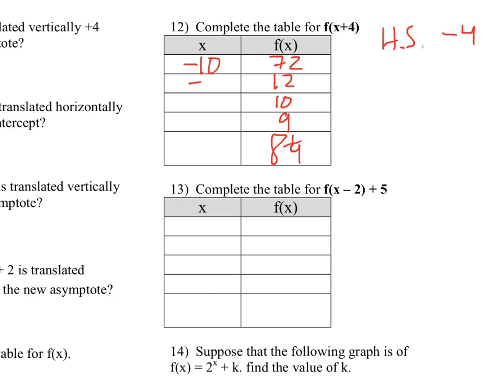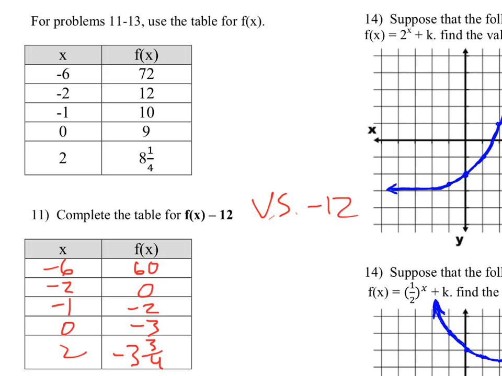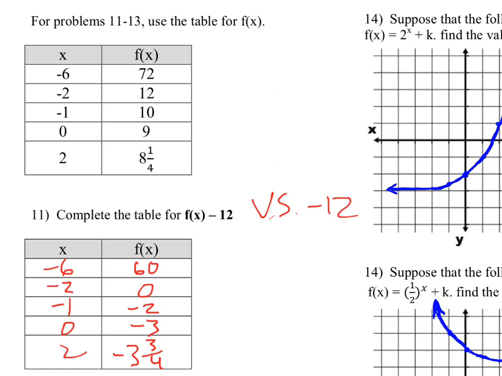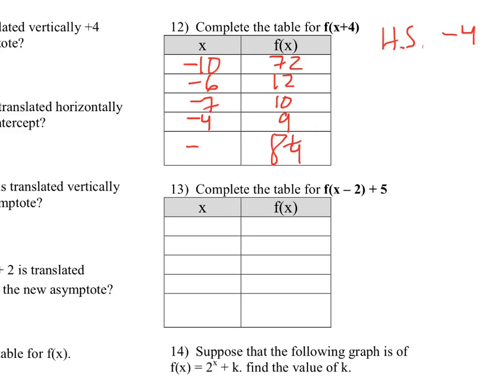And then the x values, you subtract 4 from all of those ones, and you'll get -10, -6, -7, -4, and the last one's -2. That's a 7 right there. And so that gives us that one.